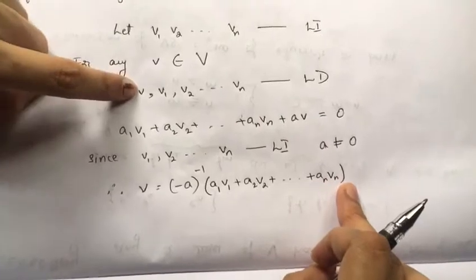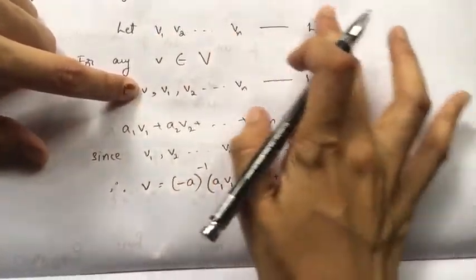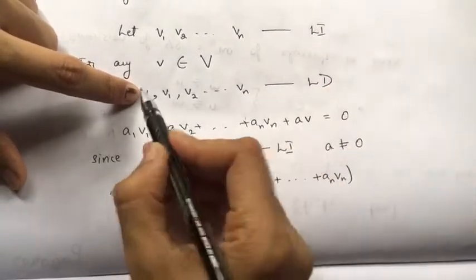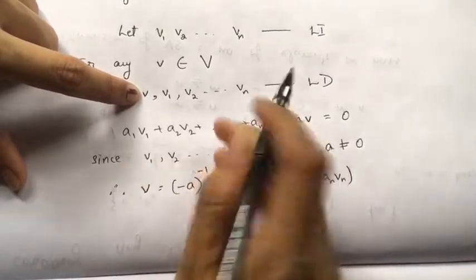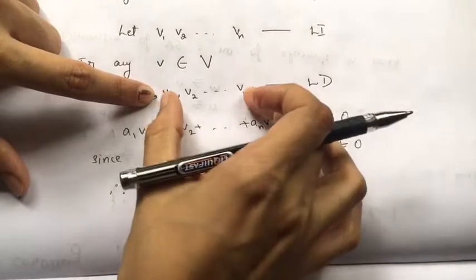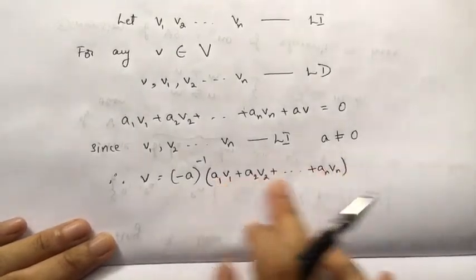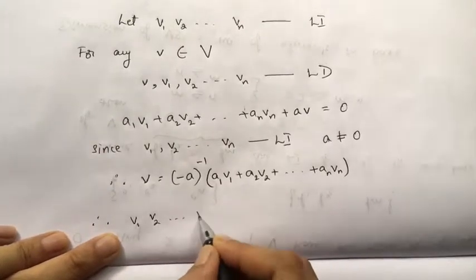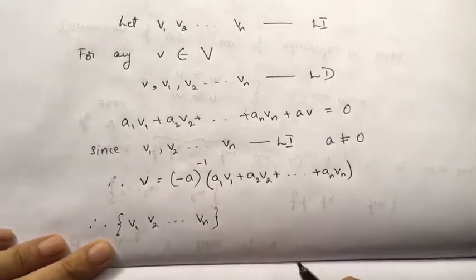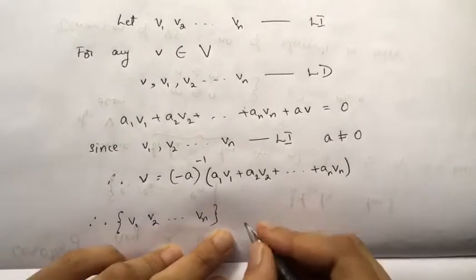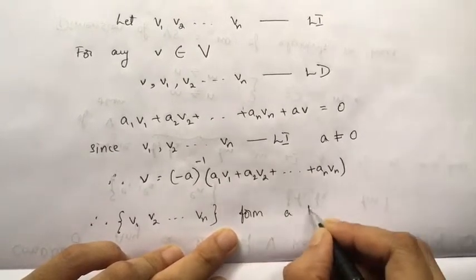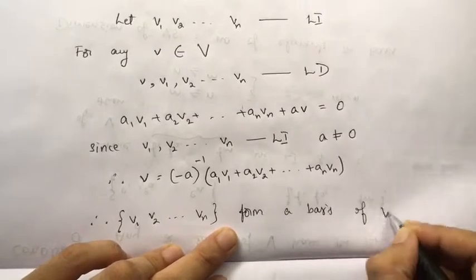Here I have taken some vector. After adding that vector to this linearly independent set, I get a linearly dependent set. So this new vector can be written as a linear combination of these vectors. Therefore, they form a generating set. Therefore, V1, V2, up to Vn, any linearly independent set of n elements, forms a basis of V.